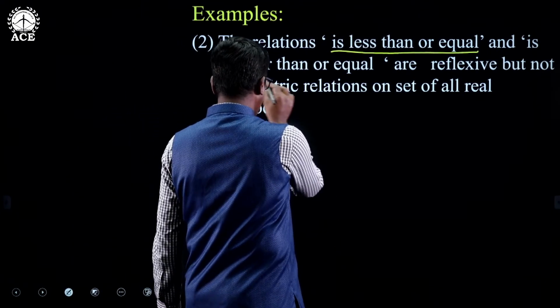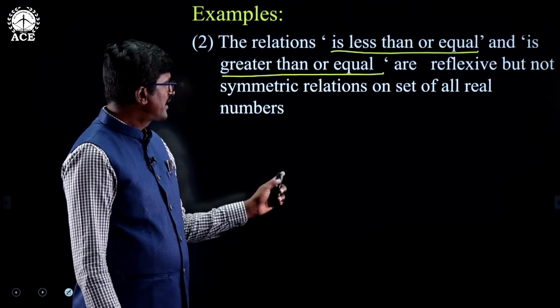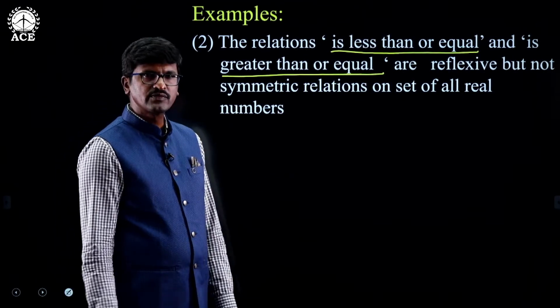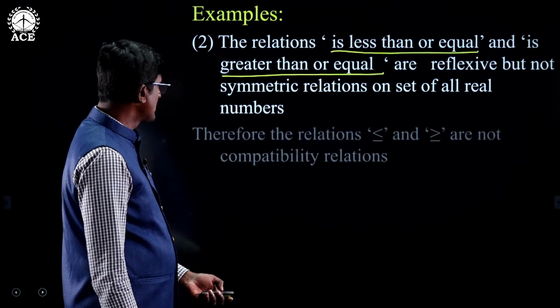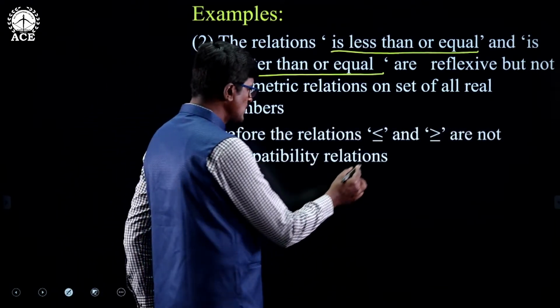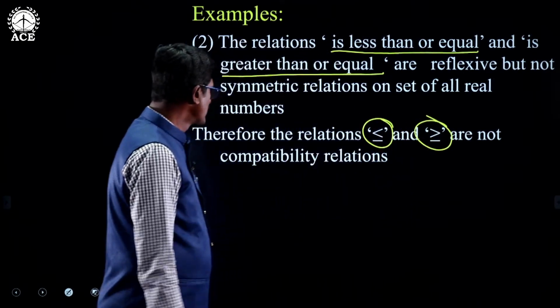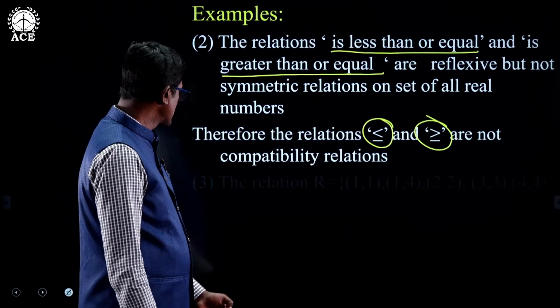Similarly, is greater than or equal to. This is also not a compatibility relation because it satisfies only the reflexive property but it will never satisfy the symmetric property. Therefore, it is not a compatibility relation. So, both less than or equal to and greater than or equal to are not compatibility relations because both of them are not satisfying the symmetric property.